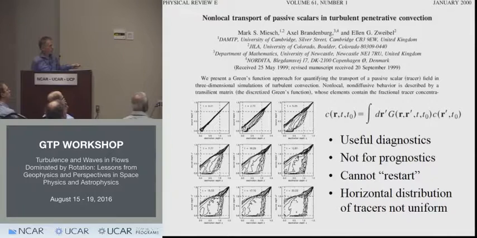Now, the transient matrix approach can unfortunately not really be used, at least not rigorously, for doing any prognostics, for forward modeling. It can be, however, nicely used to understand and classify and describe the flow. Because all it really does is give you the concentration for a particular realization for which the Green's function or the transient matrix has been computed. And that is because on the right-hand side, there is hidden information that we don't have, for example, the horizontal distribution of the tracers. And this is what is changing all the time, and that's one of the reasons why this transient matrix approach cannot be directly used for forward modeling.